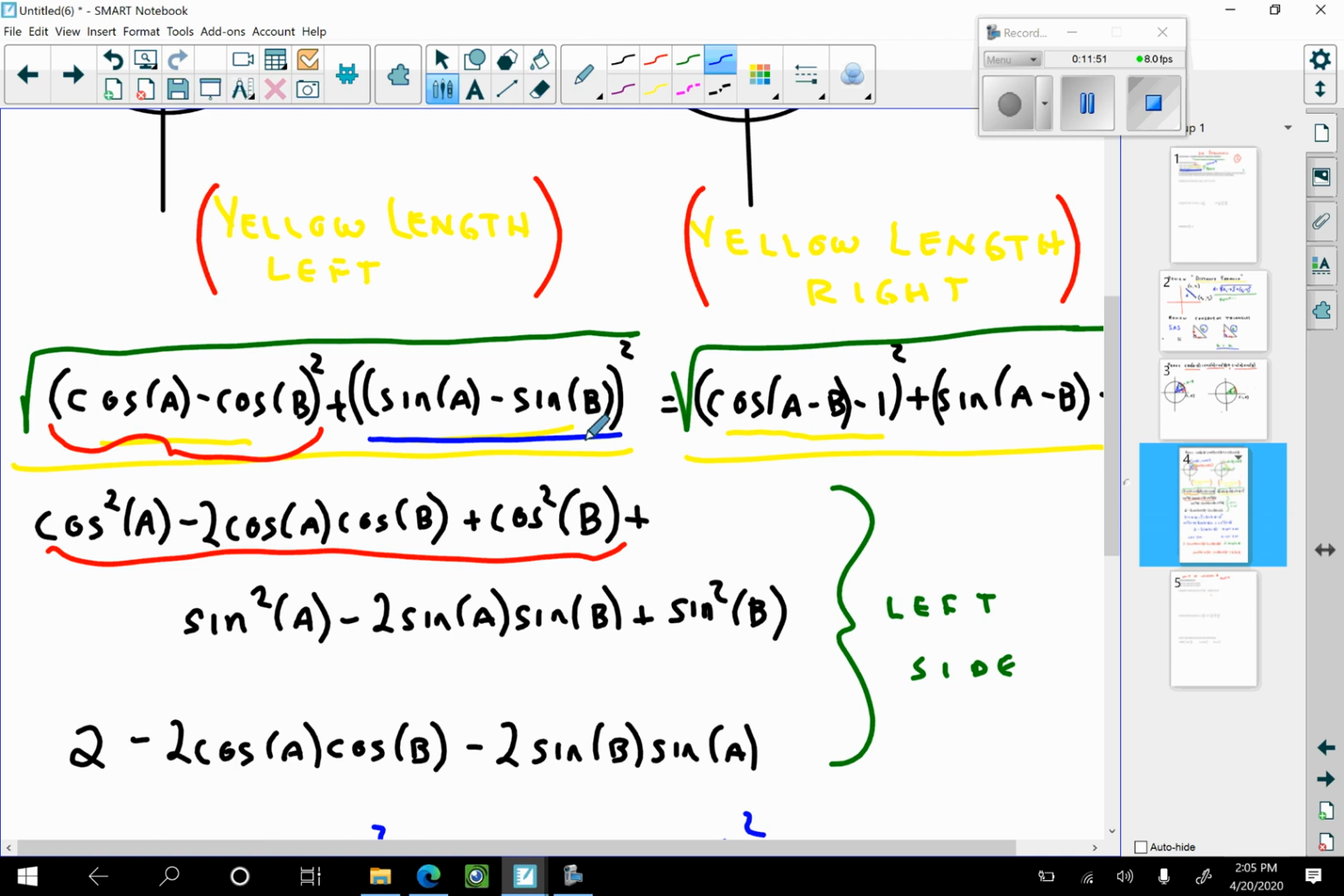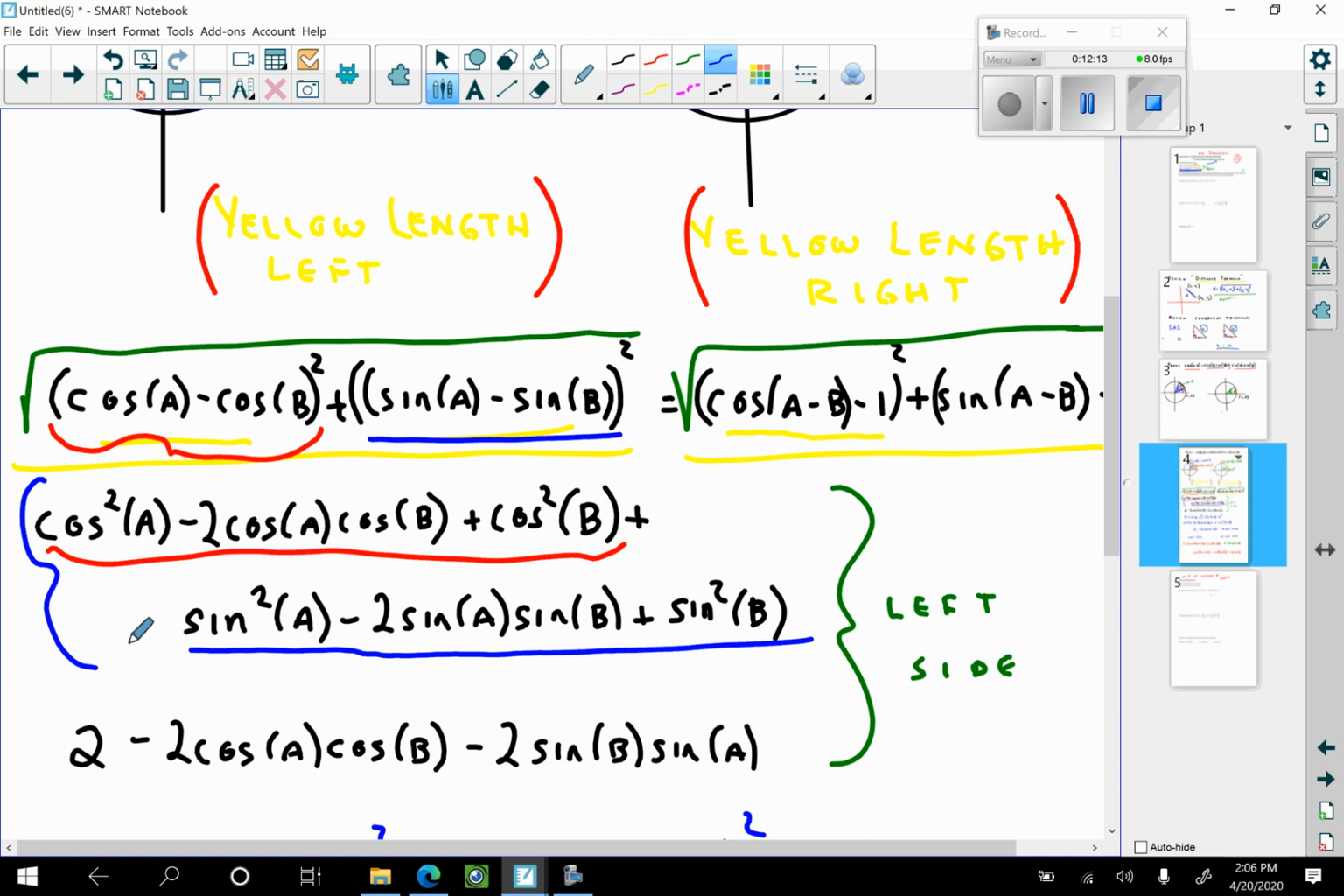What is that equal to? Well, hello neighbor, that's sine squared a minus 2 sine a sine b plus sine squared b. Keep in mind, this is just the left side. Now I'm going to simplify this guy right here. I'm going to add these two things together right here.